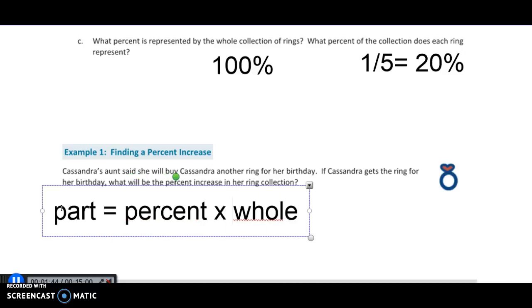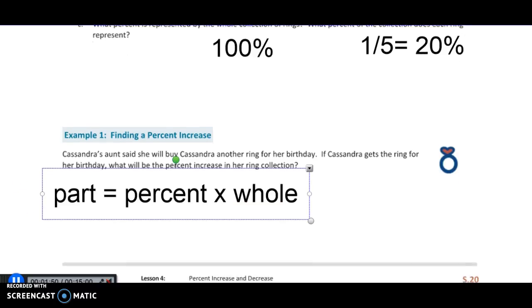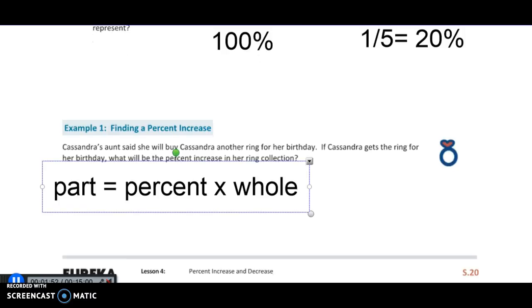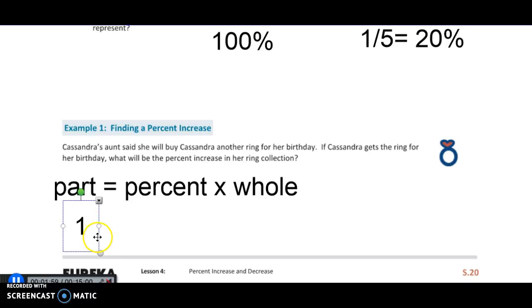All right, you would be able to use your proportion, you'd be able to use your double number line, but we're going to focus on the equation here today. Part is equal to percent times the whole. Okay, so I know that the part is going to be one ring. She's going to gain one ring. What I want to know is what's the percentage increase going to be, right? What's the percent? And the question then for the day is what are we going to use for the whole?